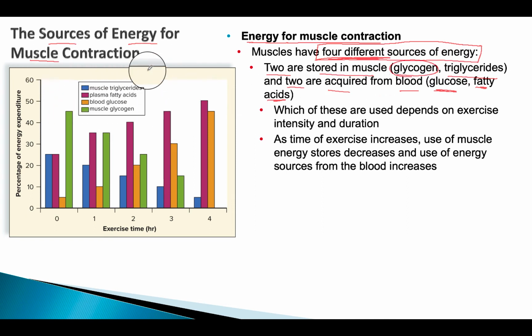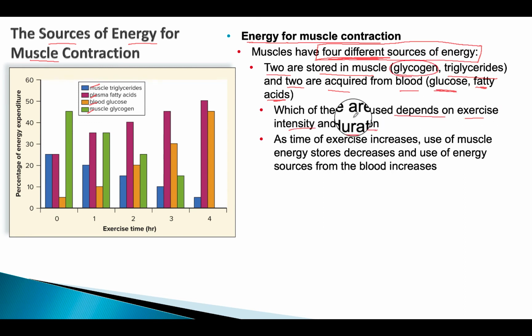And look at this figure over here. Now we can see it right here. The blue one is muscle triglyceride, right over here. The green one is muscle glycogen. And this is from the blood itself: you have the fatty acids and you have the blood glucose right here. So these are used depending on exercise intensity and duration.